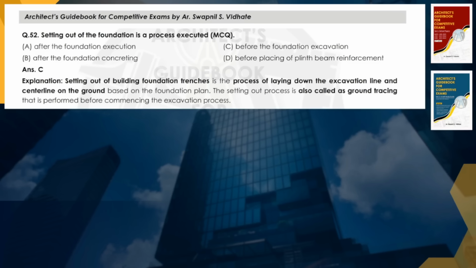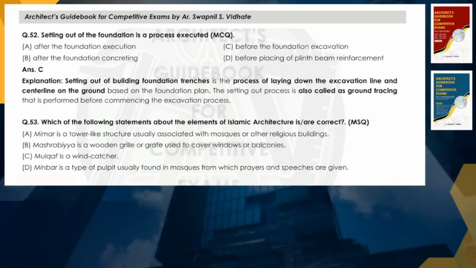Easy question to answer. Question 52. Question 53. Which of the following statements about the elements of Islamic architecture is or are correct? It is a multiple select question. Option A, Mimar is a tower-like structure usually associated with the mosque or other religious building. Now, most of you must be aware that the tower-like structure in Islamic architecture is called a minaret. So option A is not the correct one. Mimar is not the correct terminology used for the tower-like structure.